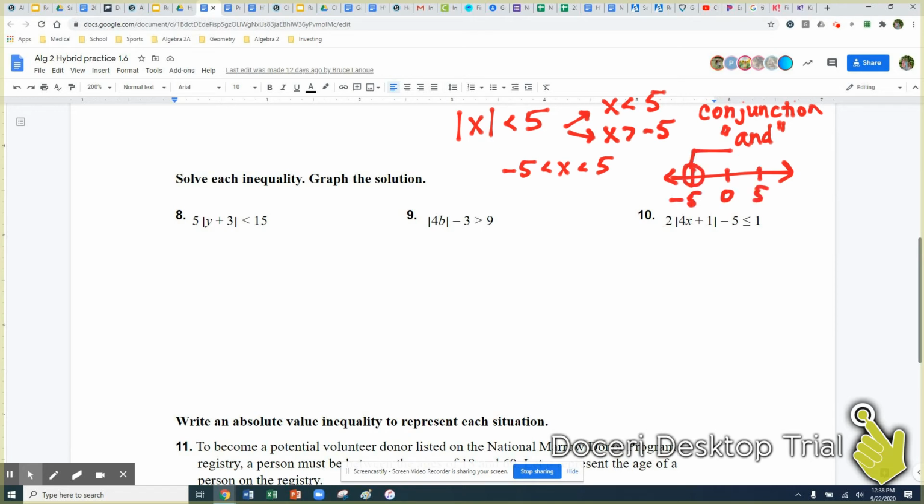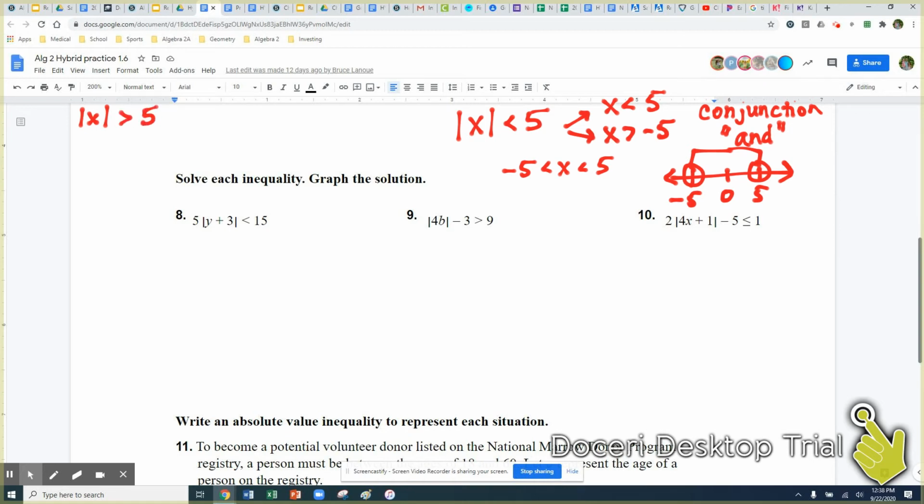X is greater than -5, x is less than 5, so our range of values would be anywhere from -5 to 5 is what we're looking at. Over on the left, I'm just going to look at a disjunction. So a disjunction is when we have this.